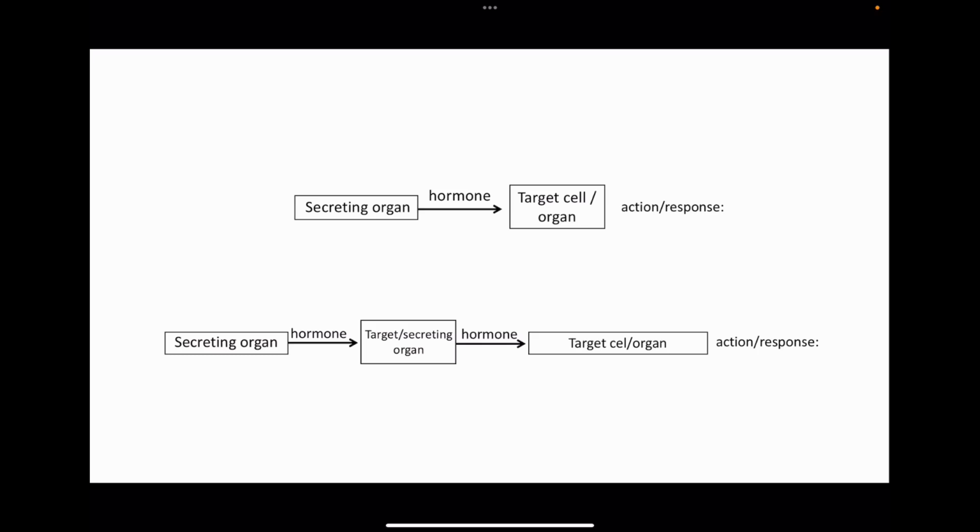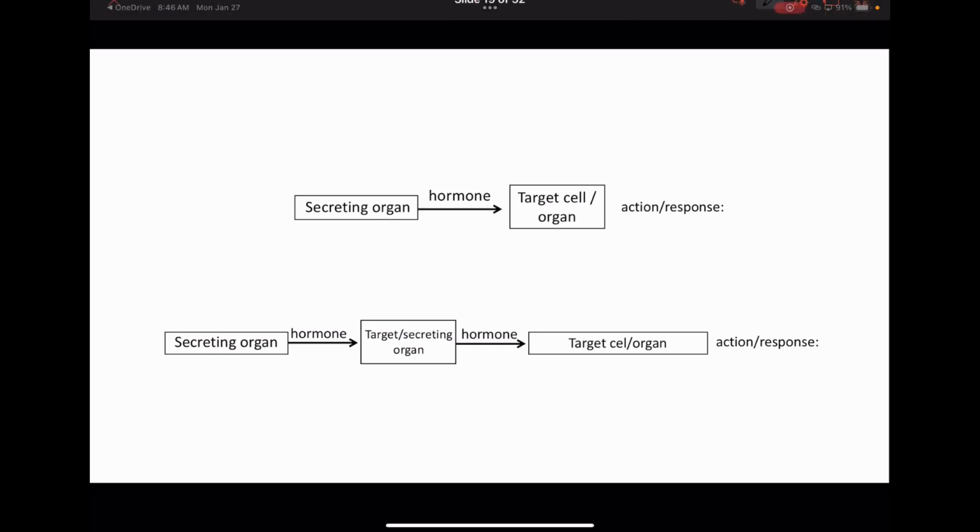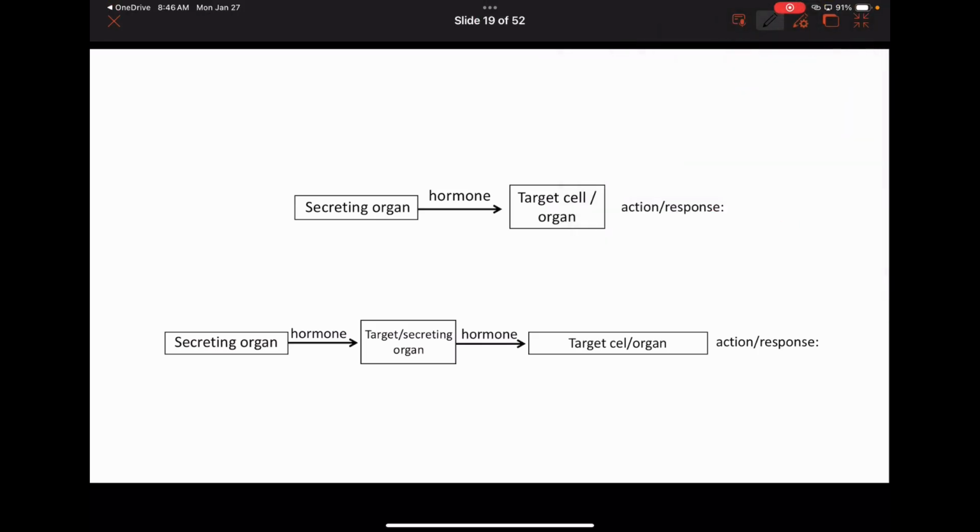Then the next box is going to be the target organ for that hormone, which is now going to be the secreting organ for our next target. Okay, so it's going to serve two purposes here. It's the target for the previous hormone, and it's going to be the secreting organ for the next hormone. But then you'll do another arrow for the next hormone, and then the final target cell. I forgot how to spell cell for a second. Target cell or organ. And then at the very end, you're going to give the action or response.